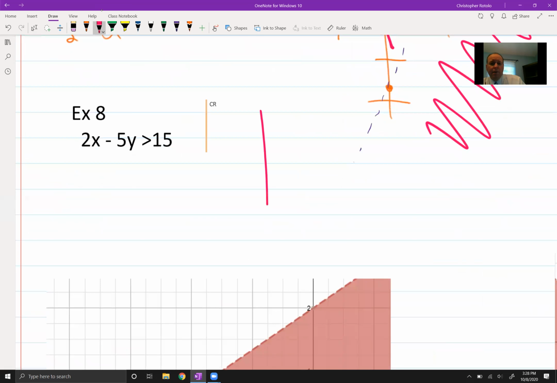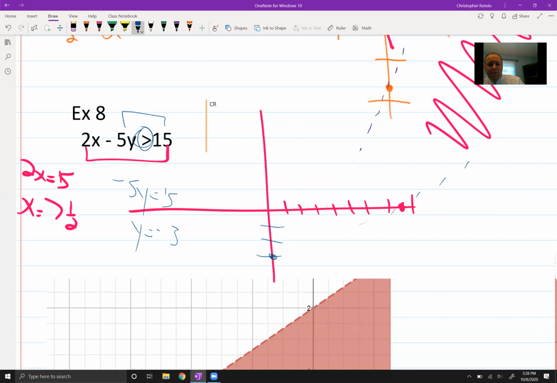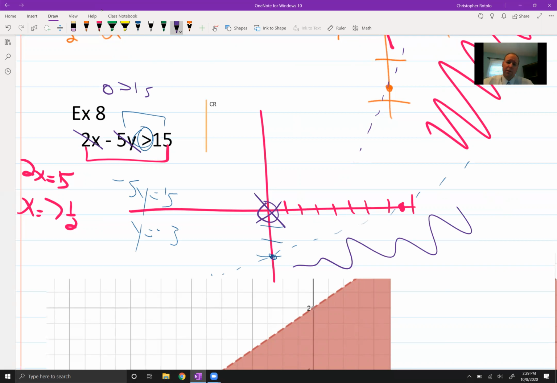All right, we got number 8. I'll just jot this one in real quick. 2x equals 15. So that means x has to be 7.5. 2, 3, 4, 5, 6, 7, 8. So 7.5. All right, other half of it, negative 5y equals 15. So y must be negative 3. Solid or dashed? Dashed line. Test out 0, 0. So is 0 greater than 15? No, that's crazy talk. I like to cross it out. We shade the other side, and then we're all set.